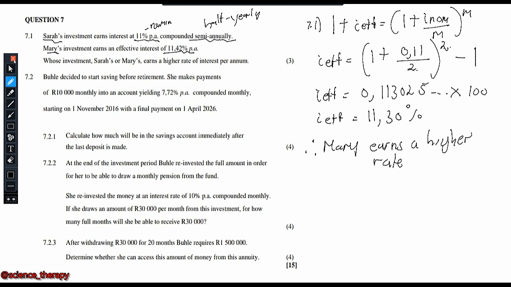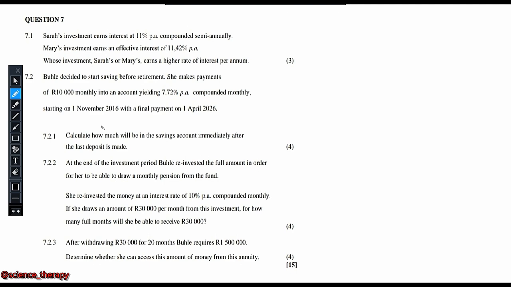Let's now proceed. Okay, so we have 7.2. It says Buhle decided to start saving before retirement. She makes payments of 10,000 Rand monthly into an account yielding 7.72% per annum compounded monthly, starting on 1 November 2016 with a final payment on 1 April 2026. Then 7.2.1 says calculate how much will be in the savings account immediately after the last deposit is made.